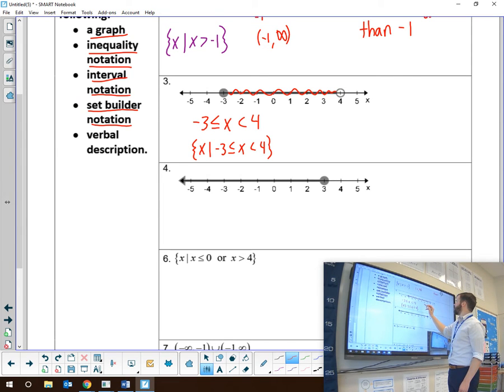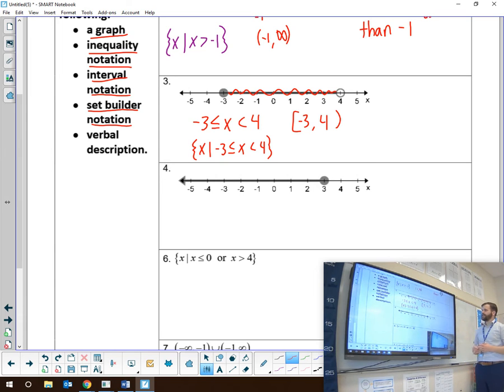And now for my interval notation. We're going to have a bracket on this side, on the left side, and a parentheses on the right side. The bracket on the left side because it's filled in, a parentheses on the right side because it's open. All right, and so my number on this side is going to be a -3, and we're going to go comma 4. And last but not least, my verbal description.